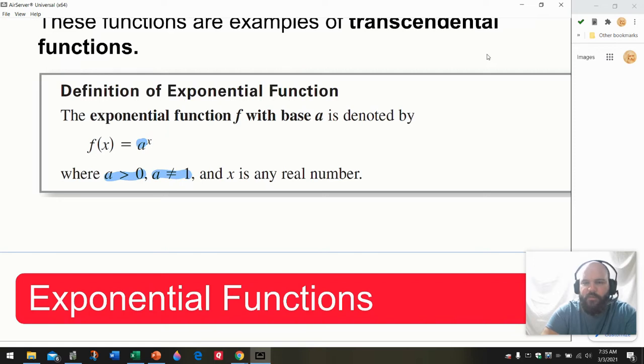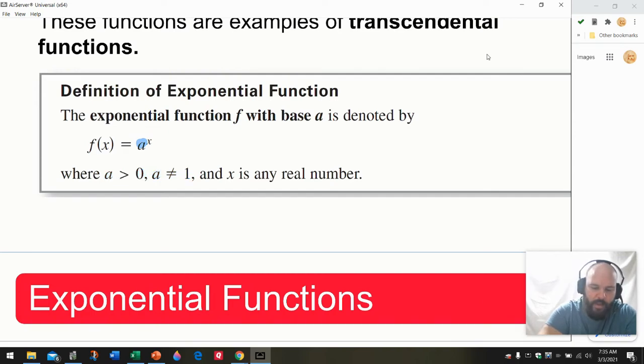But the short of it is, if a was 1, it wouldn't matter what you took that 1 to. Any power, it's not going to grow or shrink. So we either need a number that's from 0 to 1, so it could be 1/2 or 3/4 or 7/8 or 1/8 or anything like that, or anything larger than 1, 2, 3, 4, 5, like that.